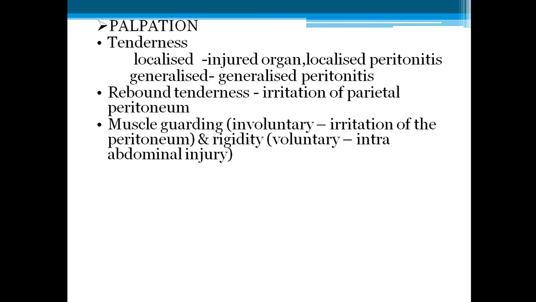On palpation, if there is any tenderness, especially localized, it can give you a clue regarding the injured organ. For example, in the right hypochondrium, you have the liver, in the left hypochondrium, you have the spleen, like that. Is the peritonitis localized or generalized? Rebound tenderness because of the irritation of the parietal peritoneum can be present. And muscle guarding, involuntary because of the irritation of the parietal peritoneum, and rigidity may be voluntary because of the intra-abdominal injury.